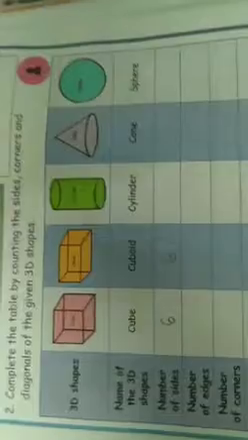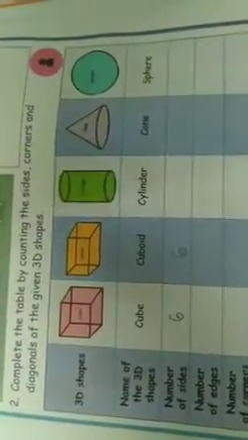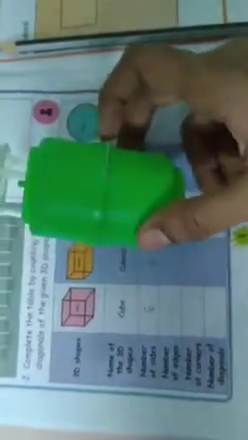Next, cylinder. Cylinder has how many sides? Yes, see here, this is a cylinder. Now the cylinder has how many sides? Very good. That is a curved surface, one side, and the flat surface is another side. So totally how many sides? 2 sides, that is 1 and 2, first side and second side.